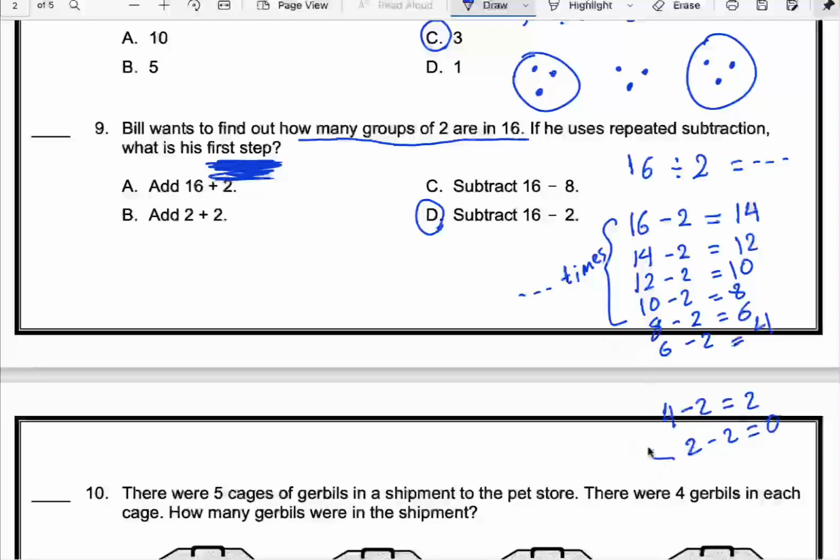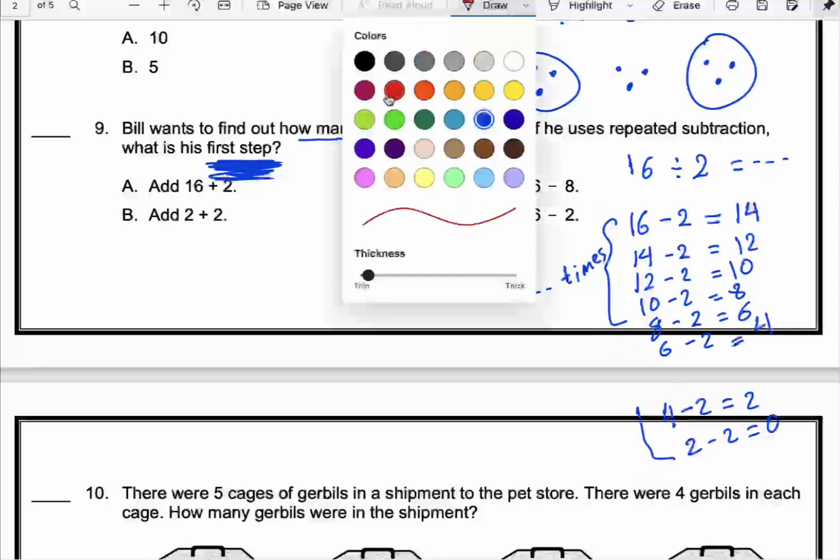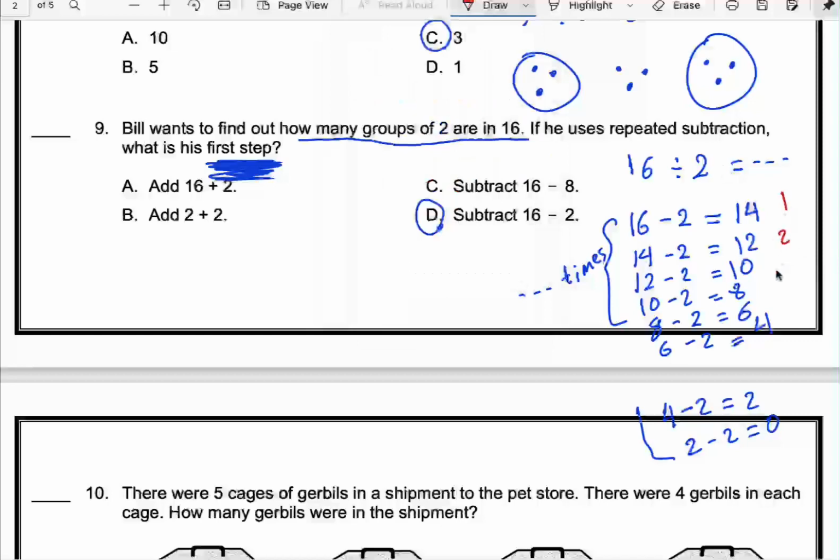We need to count how many times we subtracted 2. Let's count. 1, 2, 3, 4, 5, 6, 7, 8. So we subtracted 2 8 times. That's how we use repeated subtraction to divide.